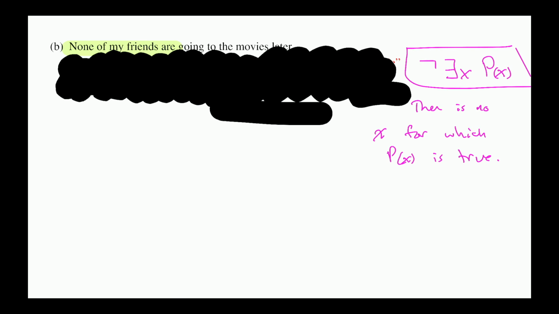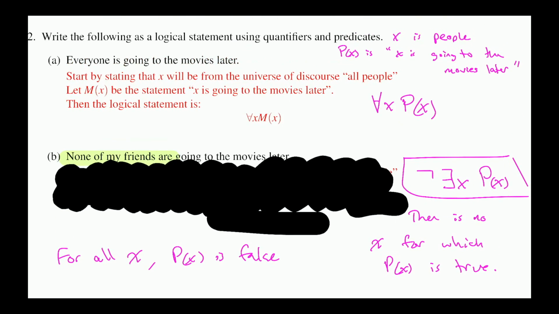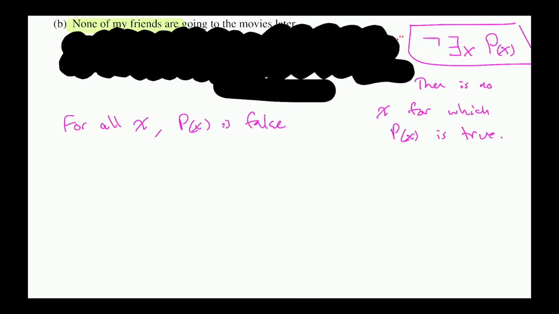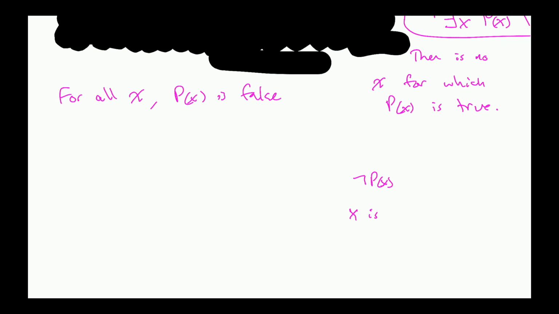Another way to say it is, none of my friends are going to the movies later. You could say, for all X, P of X is false, right? If P of X is going to the movies later, then not P, right? Not P of X would mean X is not going to the movies.